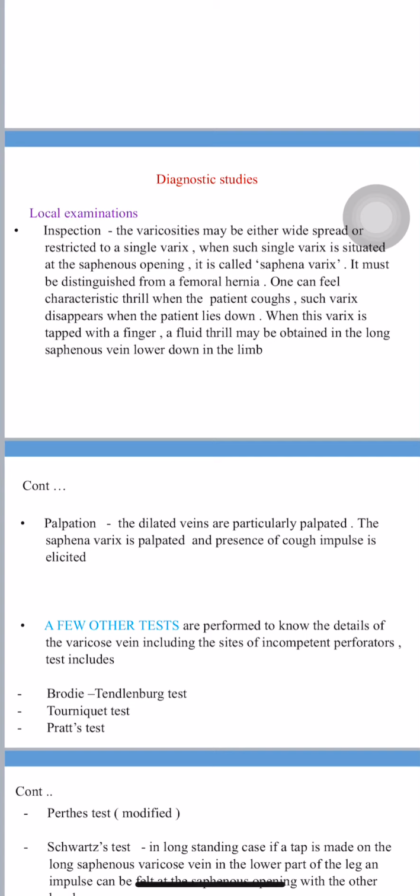So next is Perthes test. This test is primarily intended to know whether the deep veins are normal or not. A tourniquet is tied around the upper part of the thigh, tight enough to prevent any reflux down the vein. The patient is asked to walk quickly with the tourniquet in place, and if the communicating and deep veins are normal, the varicose vein will shrink, whereas if they are blocked, the varicose vein will be more distended. So that is the Perthes test.